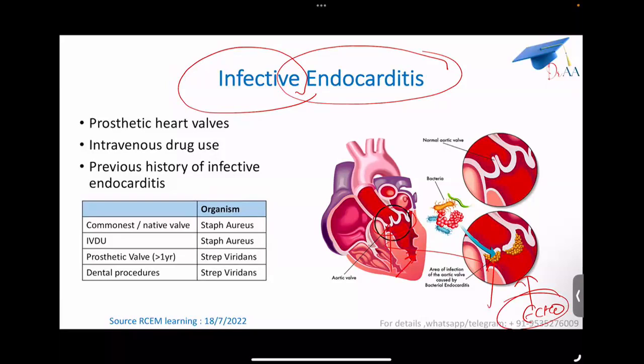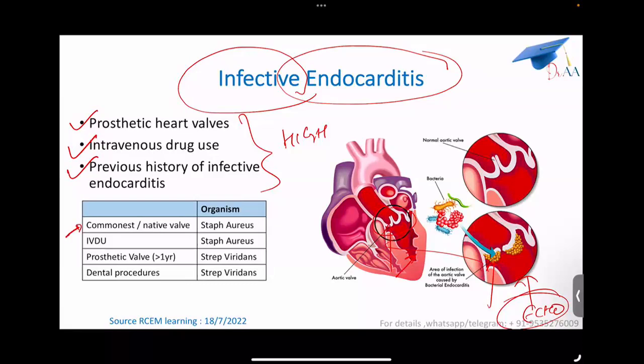First of all, who are the patients who are predisposed to infective endocarditis? Those who already have a prosthetic heart valve, who are IV drug abusers, or have a previous history of infective endocarditis. These are all high risk for infective endocarditis. What are the common organisms you see? These questions tend to come in most of the question banks, though they are not tested in the MRCM exams, but most of the question banks like to test you on this. So it might be tested in the exam.